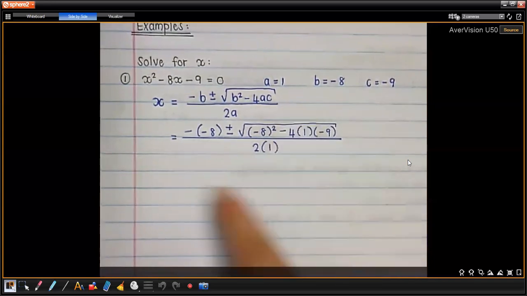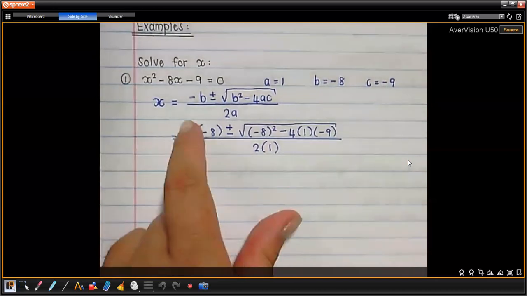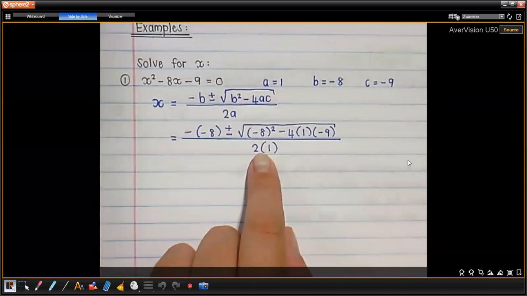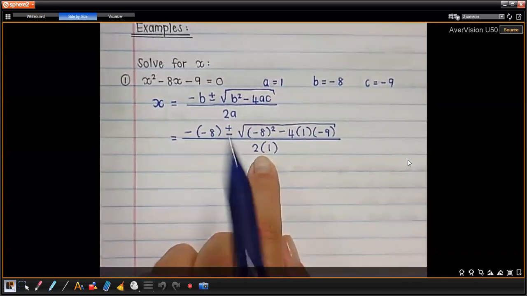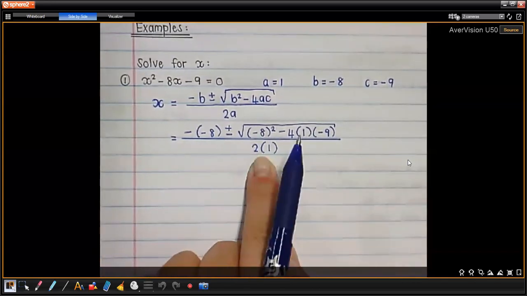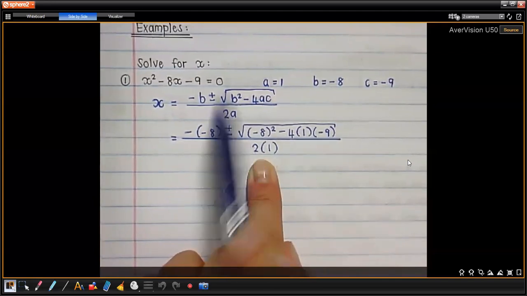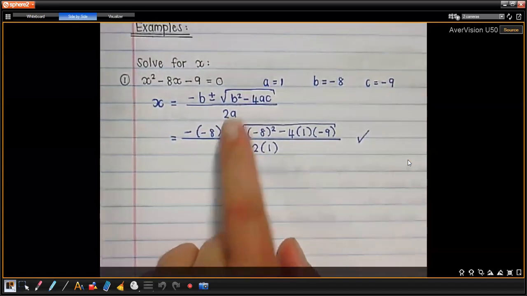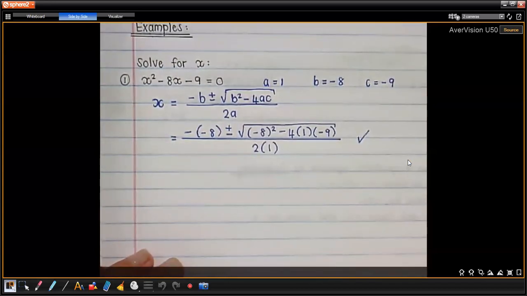You actually get a mark for showing that you are substituting these values in. All right, so it's very important that every time you use the quadratic formula, you have to show your negative b, your b squared, your 4ac, and your 2a with the actual numbers. Okay, so please make a tick there next to it so that you remember that would be worth a mark.